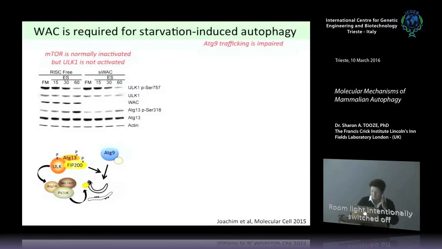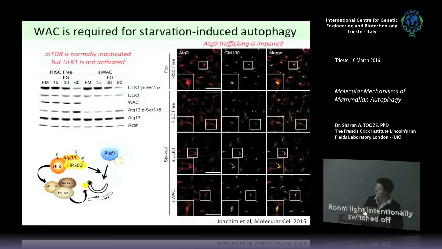And based on that, we did a number of other downstream assays. So I told you already about HG9 trafficking. We know that HG9 trafficking requires the ULK1 complex. If you knock down ULK1, so this is HG9, in fed cells, you have a juxtanuclear disposition of HG9 in the cell. When you starve them, you see a diffuse dispersion of HG9.